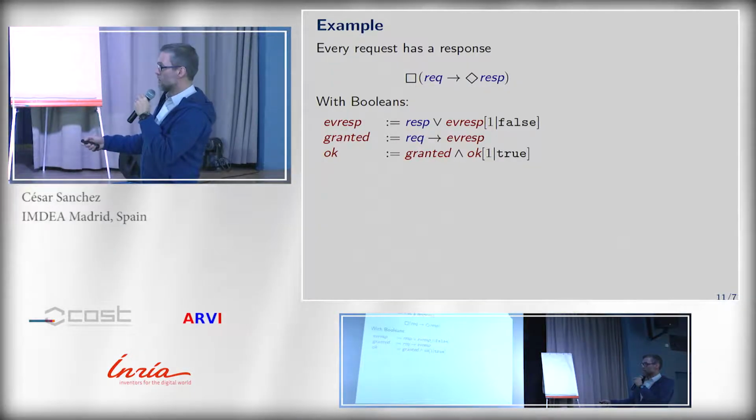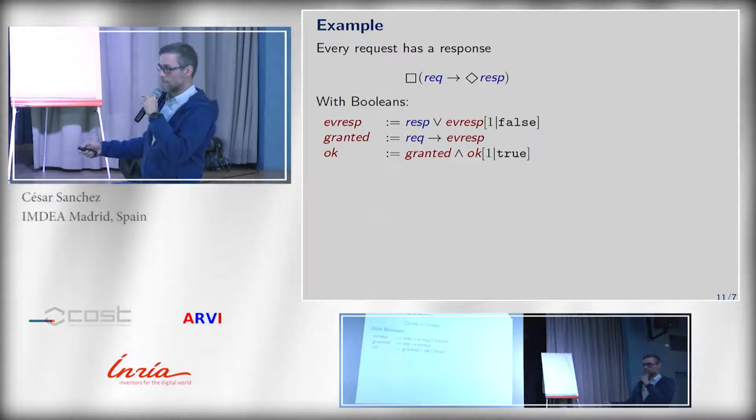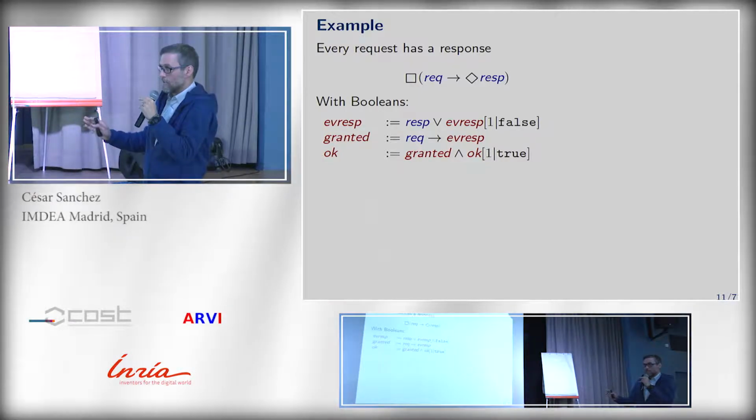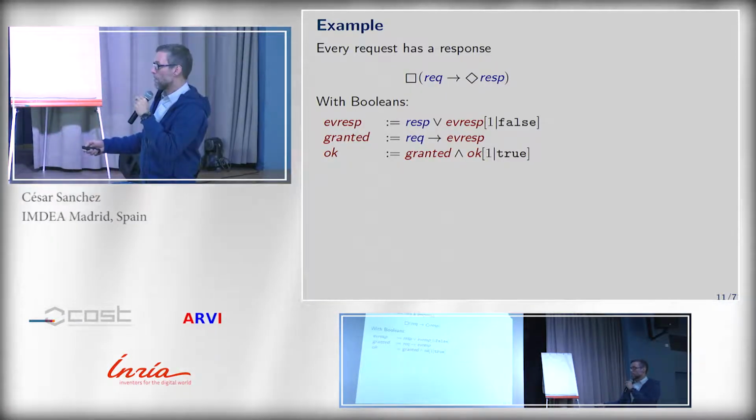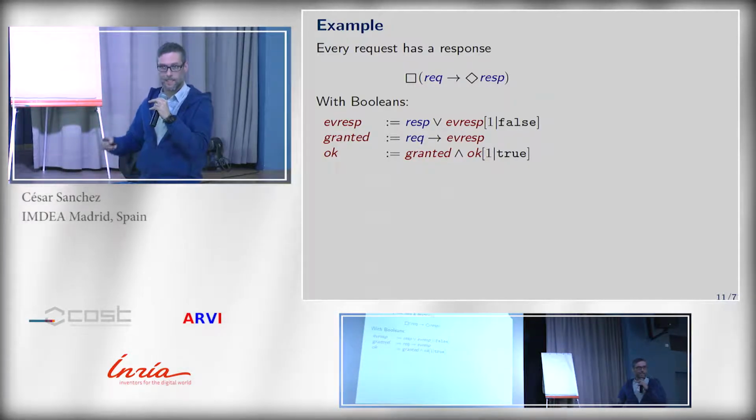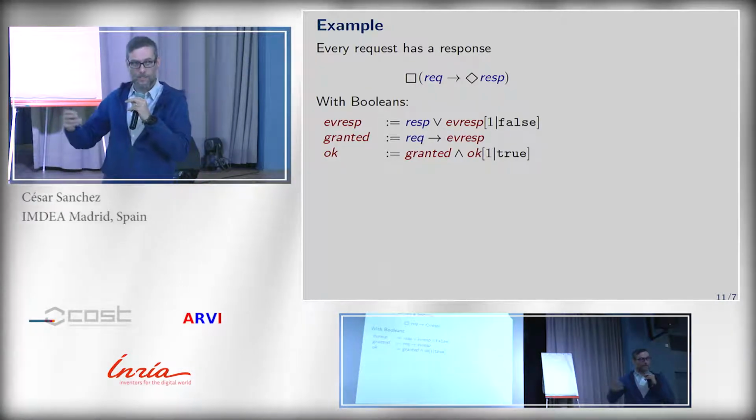Of course, granted now means that if I have a request, then I eventually have a response. That means that the request I have now is either non-existent or it will have a response. Okay? And OK is whether I'm OK at all positions, meaning every request at every position will have a response later on.